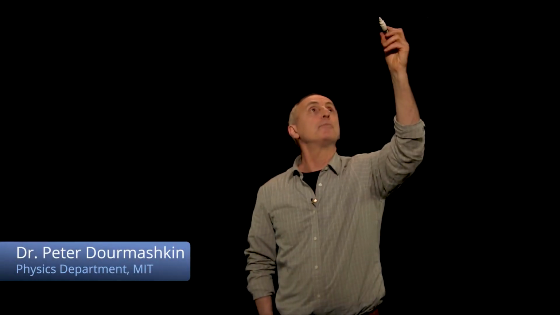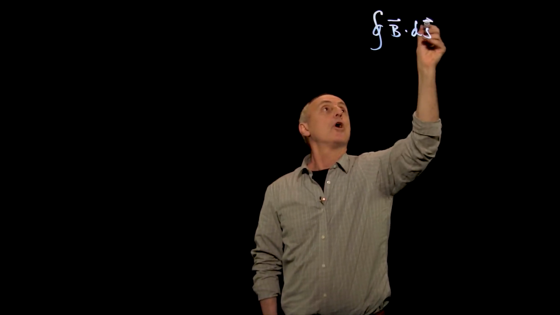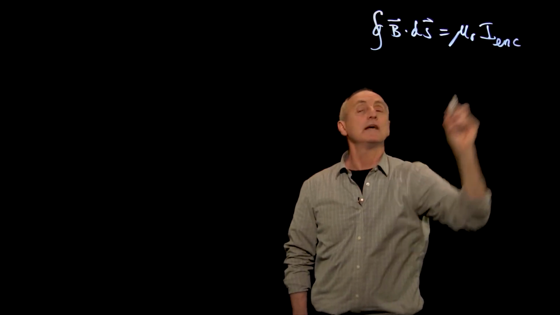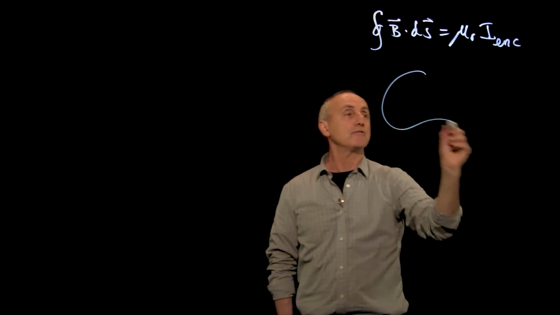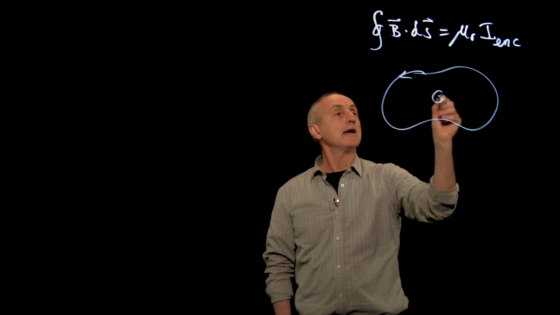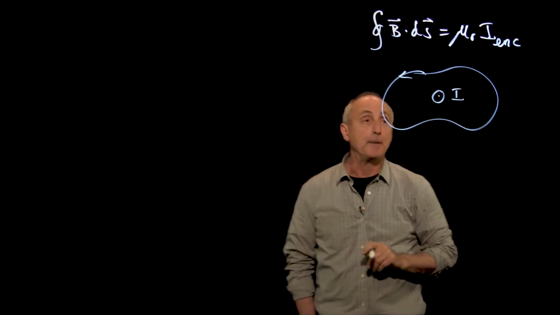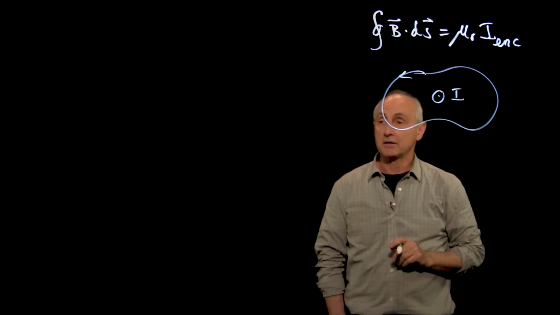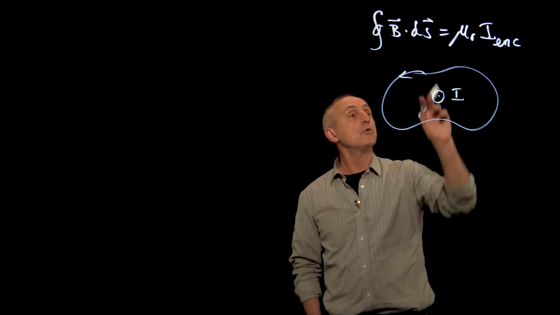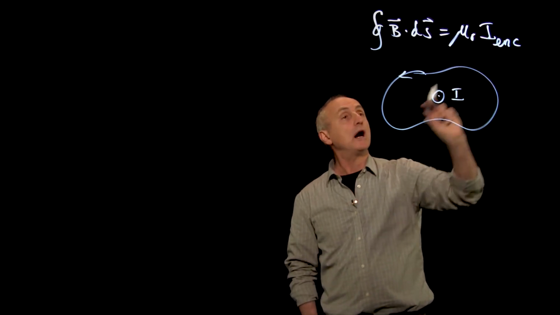Our general statement of Ampere's law is that the line integral of B dot ds around a closed path is equal to how much current is enclosed in that path. And so if we have an enclosed path, and we have a circulation direction, and we have I, for instance, here, that's out of the plane of the figure, then we know that this integral will just be equal to mu naught I.